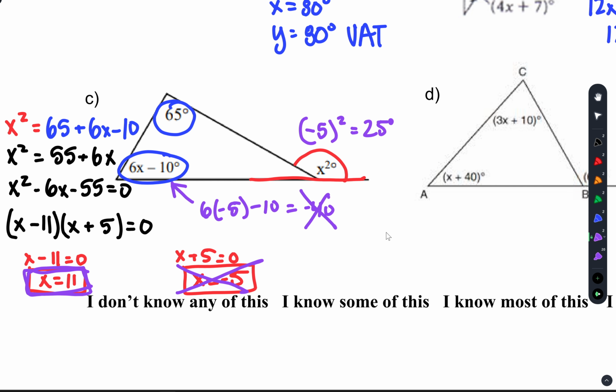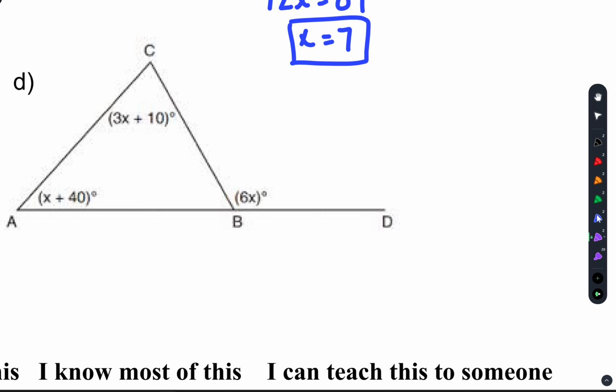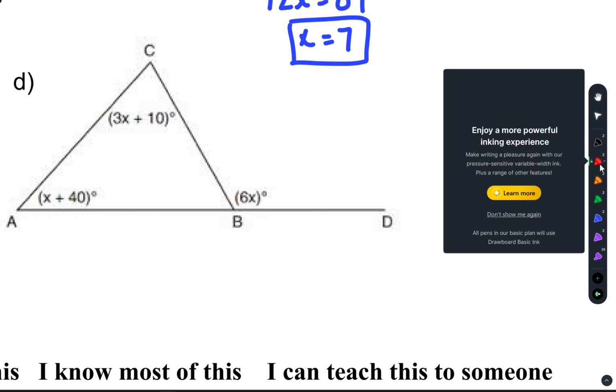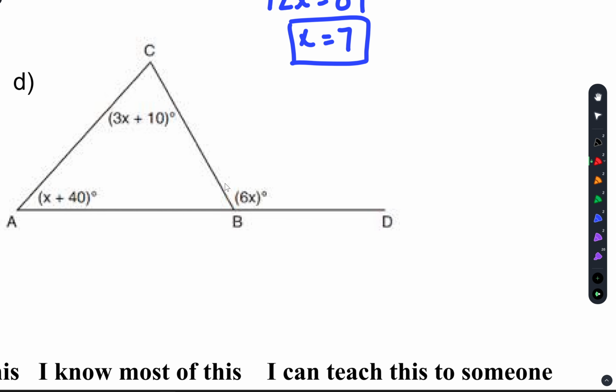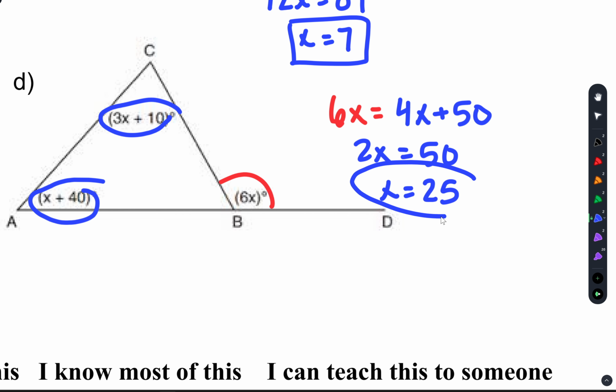Questions on C? Okay, let's do this one really fast and then I'll let you go. Again, the exterior angle theorem states the exterior angle is equal to the two remote interior angles added together. So this is 4x plus 50. This is 2x equals 50, and x equals 25. All good there? Any questions?